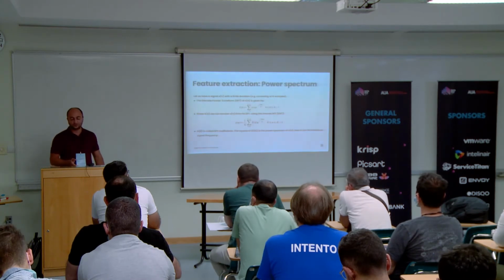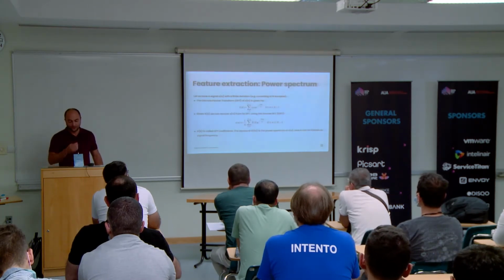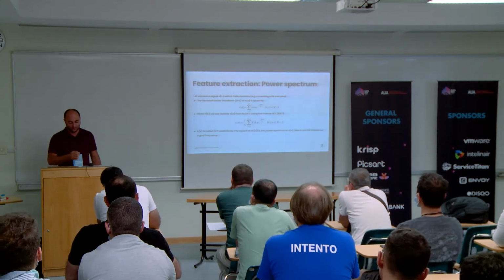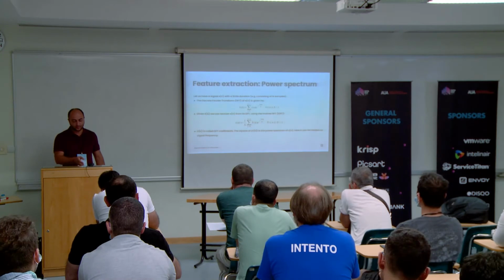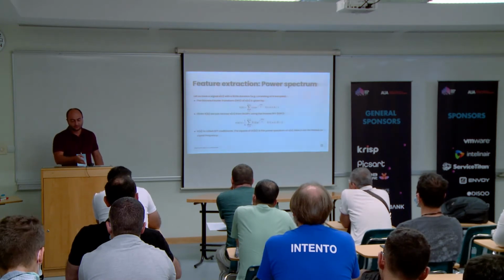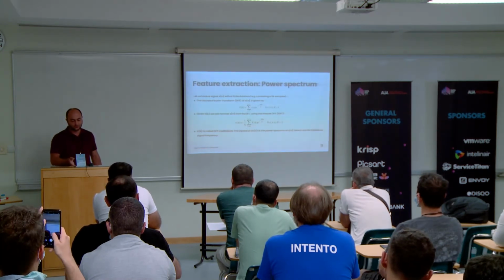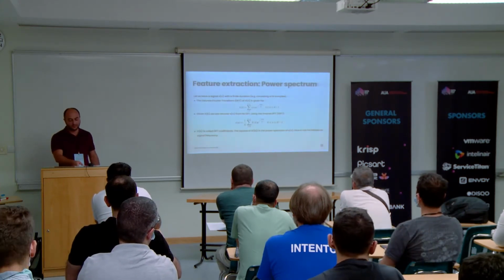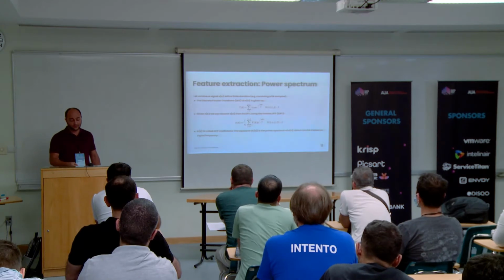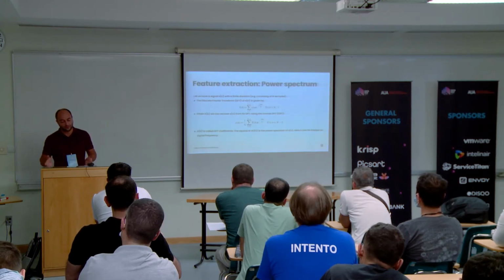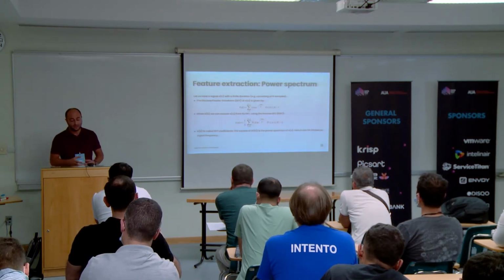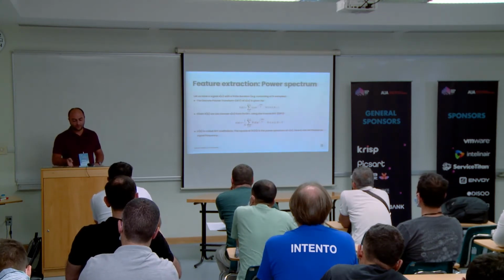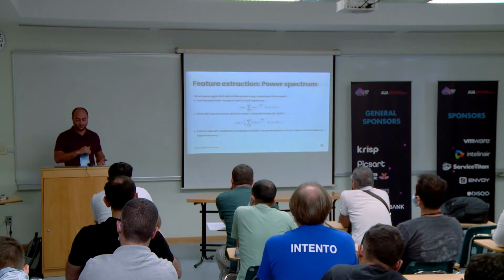Next step is feature extraction, and the common features for this direction are power spectrum. Let's quickly recall the definition of power spectrum. We have a discrete time signal x[n]. We use discrete Fourier transform to get Fourier coefficients, denoted here by X[k]. X[k] represents the frequency domain for this signal, and then we use inverse discrete Fourier transform to go back from frequency domain to time domain.